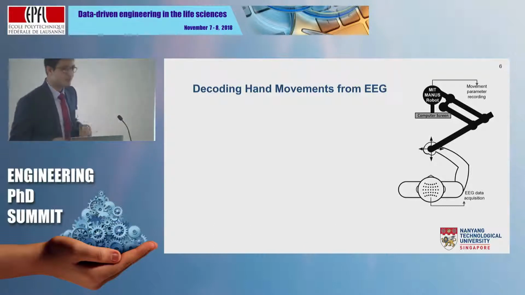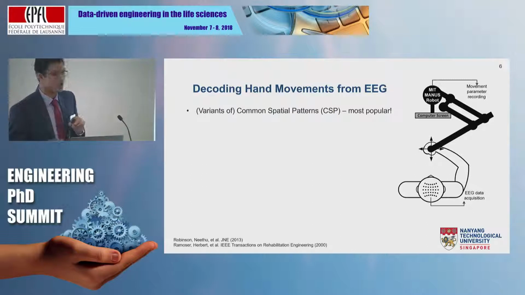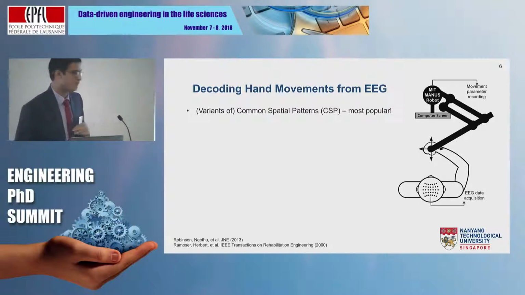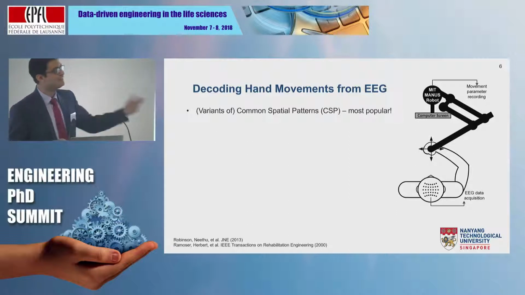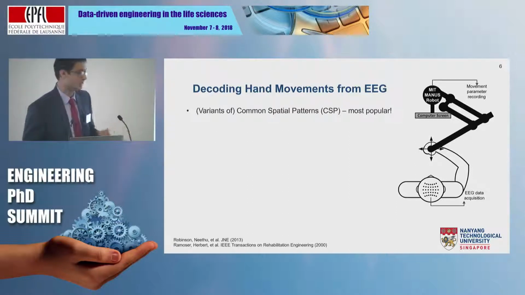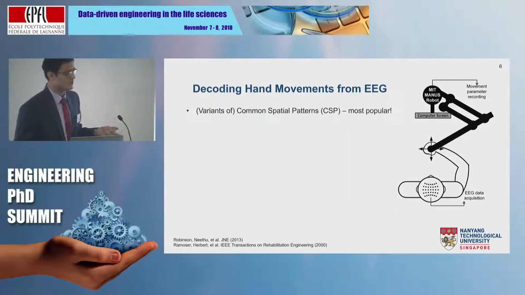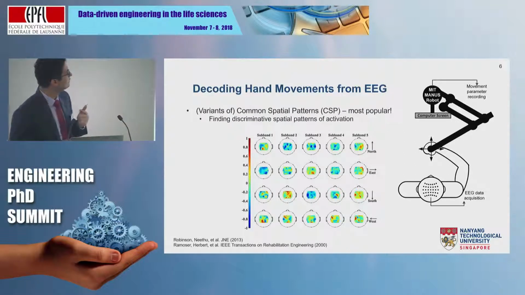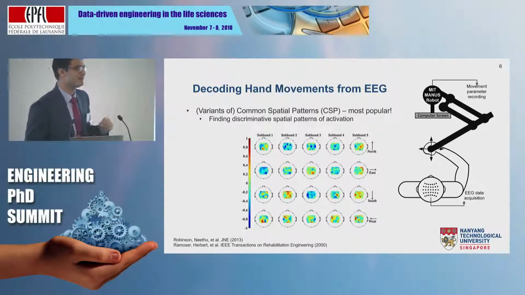So up till now, the most popular way of decoding motor activity from EEG was with the help of common spatial patterns, right? The original paper was published way earlier, in the year 2000, so they've been around for about 2 decades, and many, many variants of this algorithm have been proposed in literature. The reason they're so popular is that they basically find the most discriminative set of spatial patterns of activation.